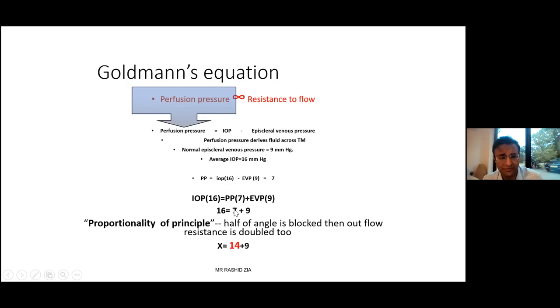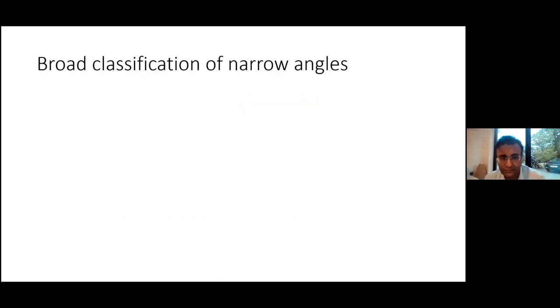If the perfusion pressure becomes 14, adding the episcleral venous pressure of 9 means that the intraocular pressure will go to around 23. So you can see that despite losing 50% of the trabecular meshwork, your intraocular pressure now rises to only 23. And 24 is the usual cutoff point of the physiological range. Hence, this is why 2 quadrants have been suggested as the minimum threshold for the occludable angle by the World Glaucoma Association.